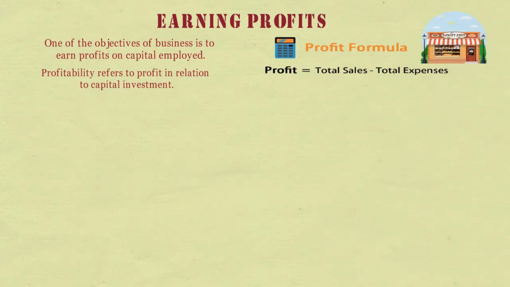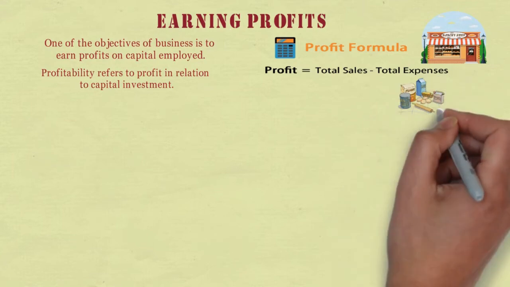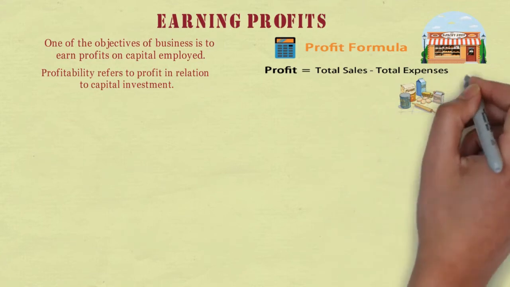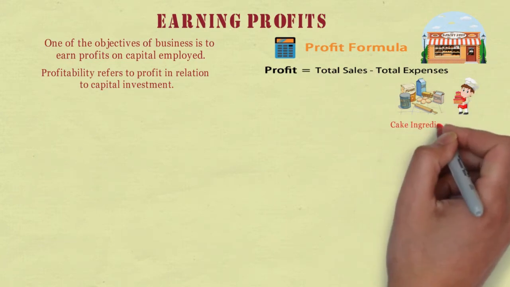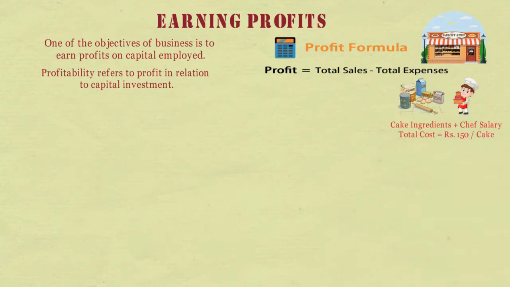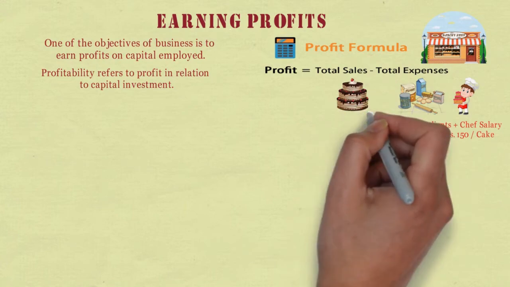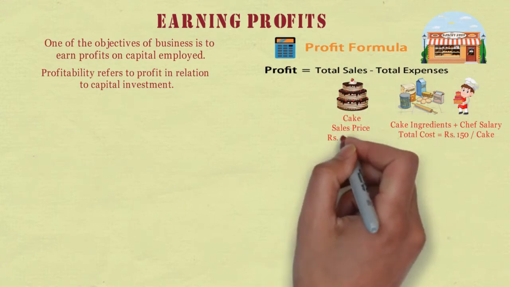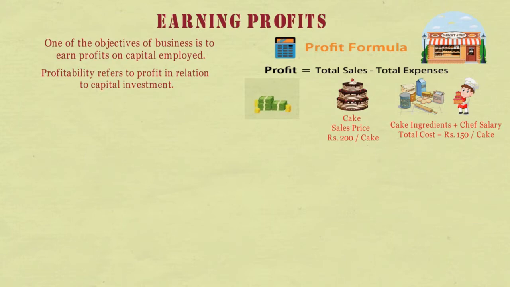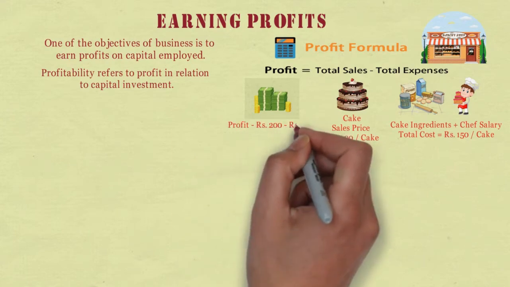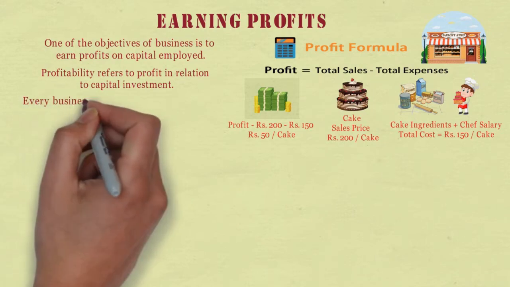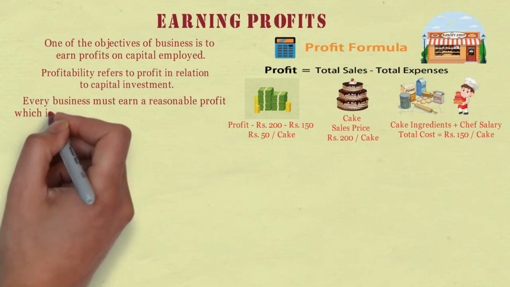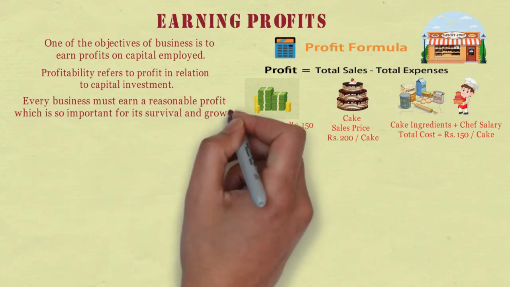Again, let's take the example of the bakery business where expenses comprise the ingredients cost, rent, chef's salary. Let's say total expenses amount to rupees 150 per cake, whereas the sale includes selling of the cake, that is rupees 200 per cake. Then the profit will be sale, rupees 200 per cake, minus the expenses, that is rupees 150 per cake, which is rupees 50 per cake. Every business must earn a reasonable profit, which is so important for its survival and growth.